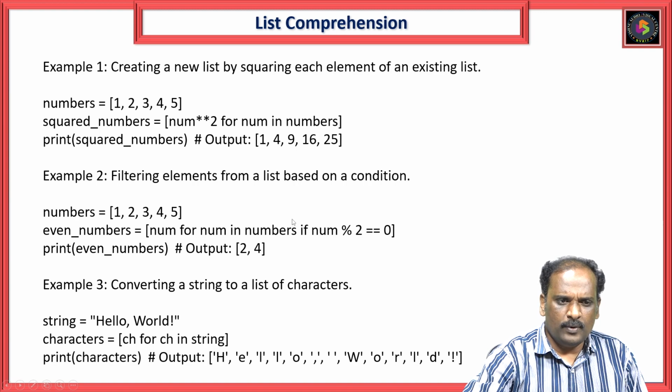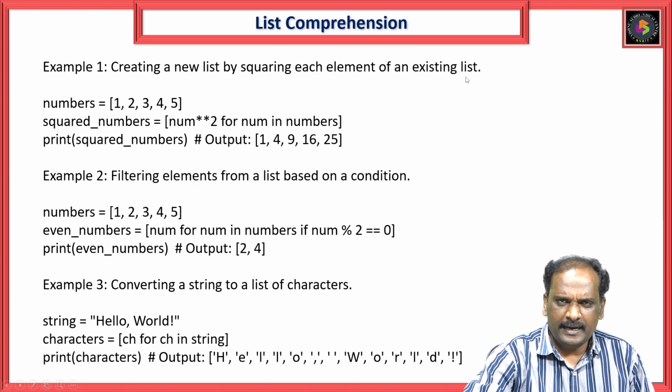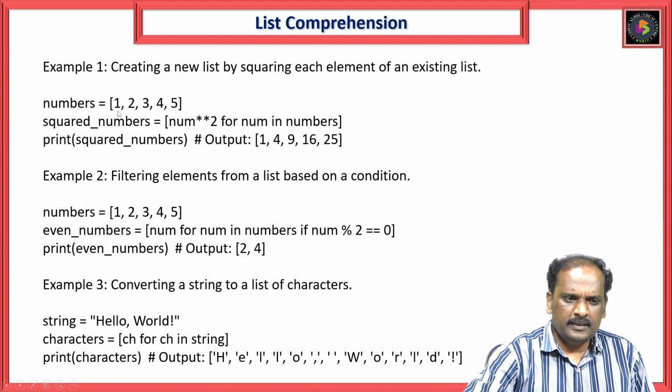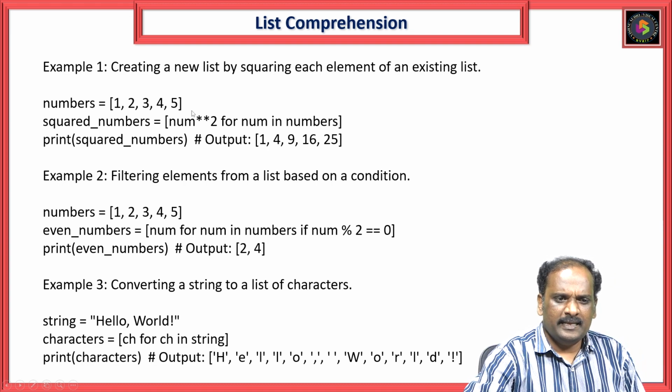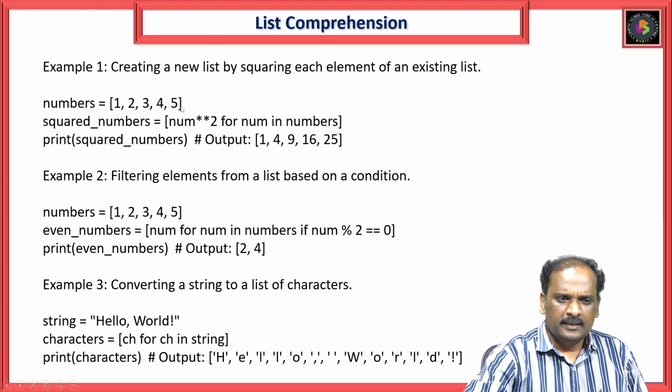So, example 1. Creating a new list by squaring each element of the existing list. Now, what is the existing list? The existing list contains the elements 1, 2, 3, 4, 5. It is a list because the elements are enclosed inside square brackets. These elements are separated by commas. So this is the list of numbers.